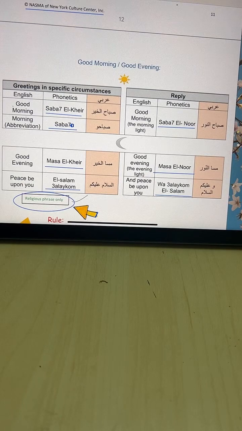And the answer is always sabah, but then you change the adjective: al-nur. What does al-nur mean? Al-nur means the light. So morning of peace, you answer morning of light. Evening of peace, you answer evening of light. Masa al-khair, masa al-nur. Sabah al-khair, sabah al-nur. We also have the shortcut, sabahu, sabahu, masa'u, masa'u, but we don't use masa'u as much as we use sabahu.